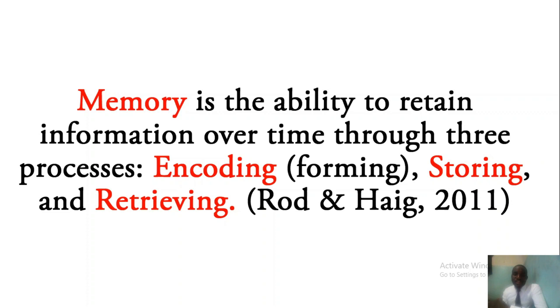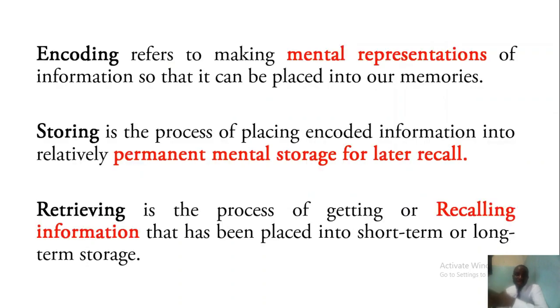Before we get into finding out what the 5 common causes of forgetfulness are, we need to understand what memory is. So Rod and Haig define memory as an ability to retain information over time through 3 processes, namely encoding, storing, and retrieving. These stages are very important in memory and also remembering, because if encoding is not done properly, it affects the storing, and basically also affects the retrieving.